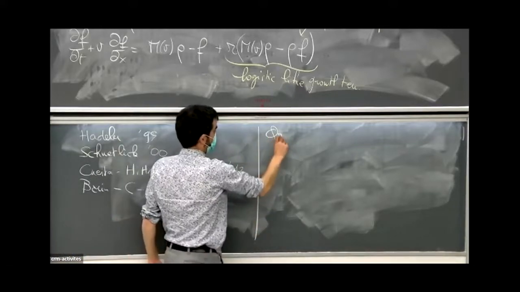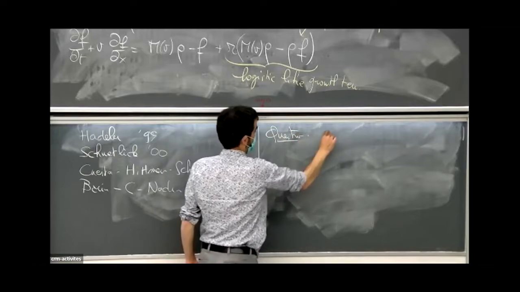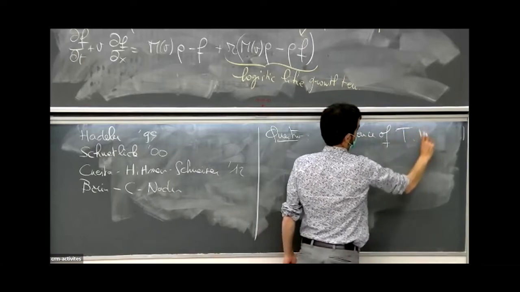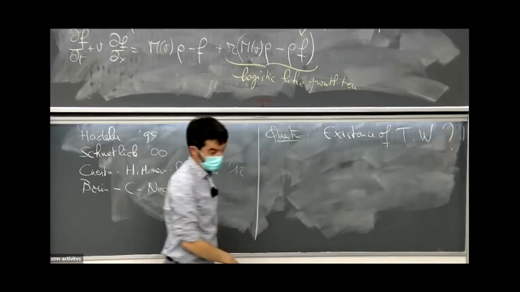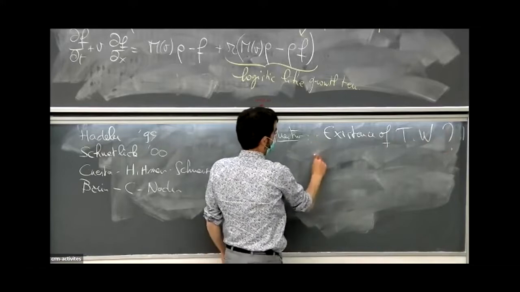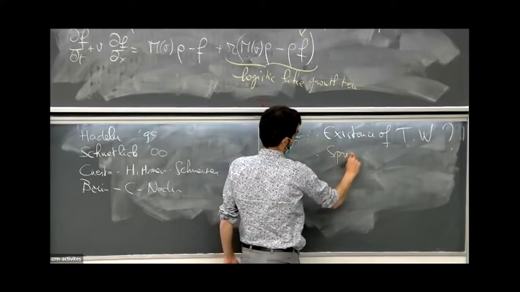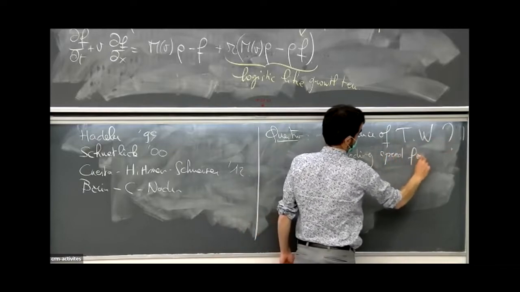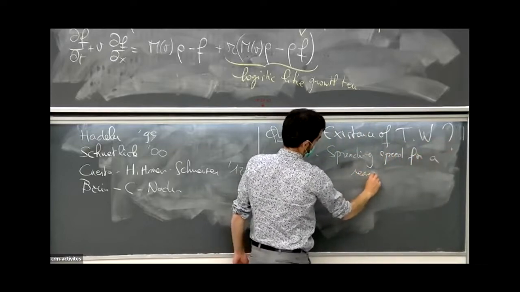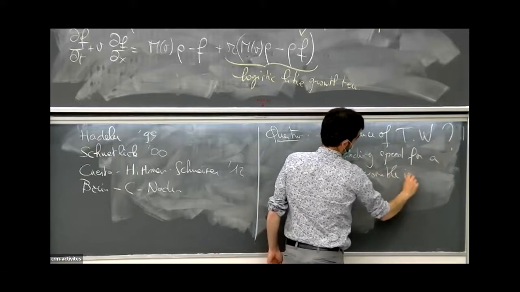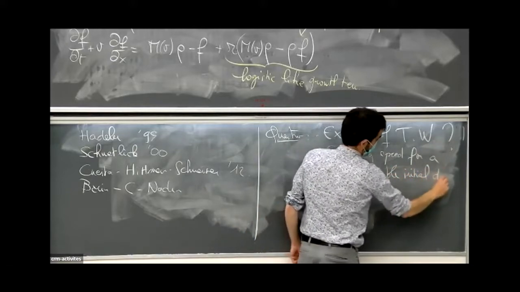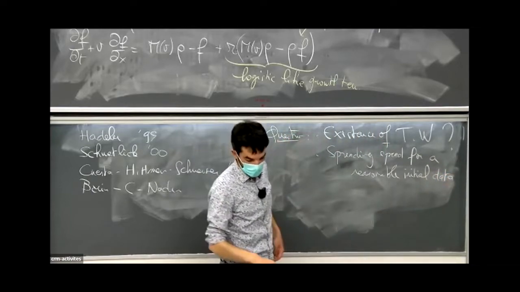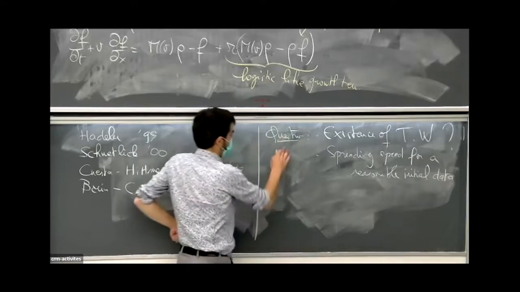The question is the existence of traveling waves and the construction of them. And there is a side question, which is a spreading speed for, let's say, reasonable initial data, the confined initial data, which is, let's say, compactly supported. Usually, these questions are, as you know, close to each other. So this is the question.